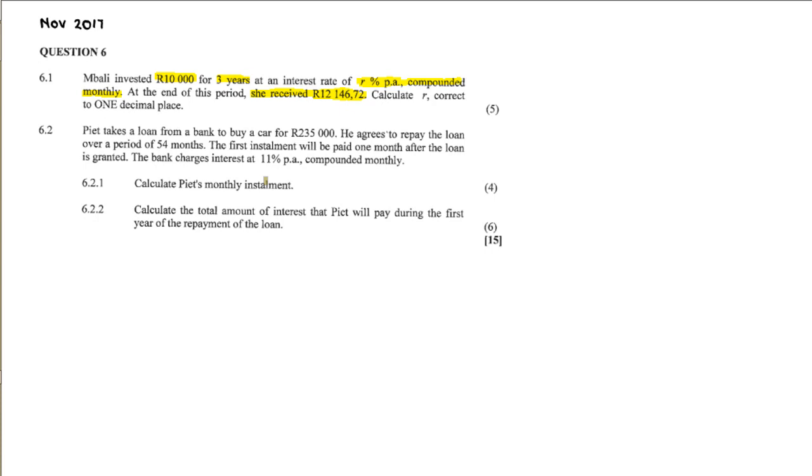And if you don't see equal payments being made, then you know that you're dealing with just simple interest or compound interest. In our case, we're dealing with compound interest. So make sure that you read the question very carefully before you just assume things and use the incorrect formulas. Okay, so question 6.1.